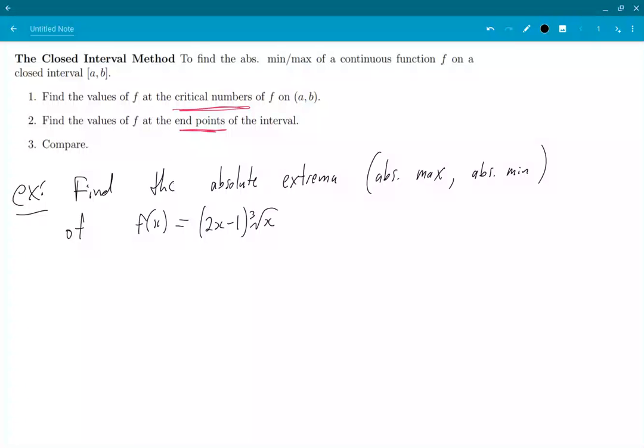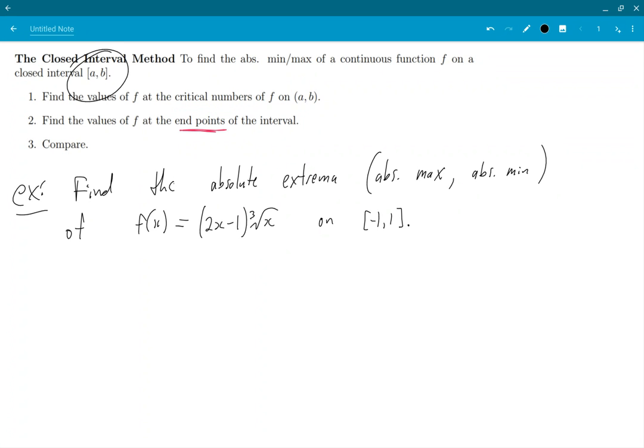Okay, forgot to specify the interval. So we're going to go from -1 to 1 here. Okay, for our method, we need the closed interval.